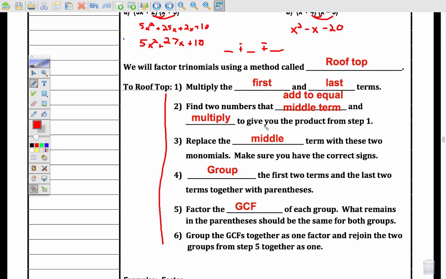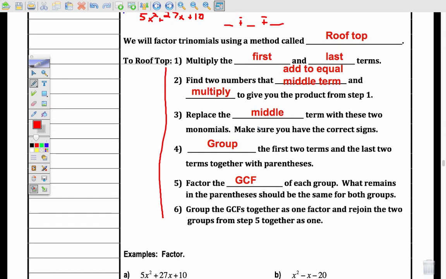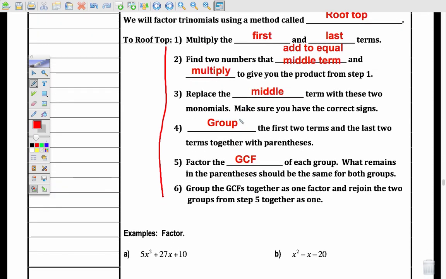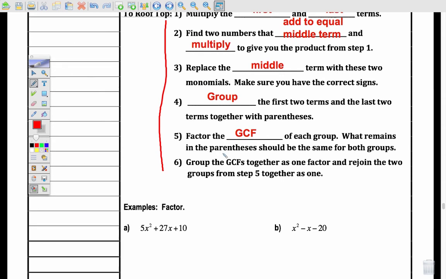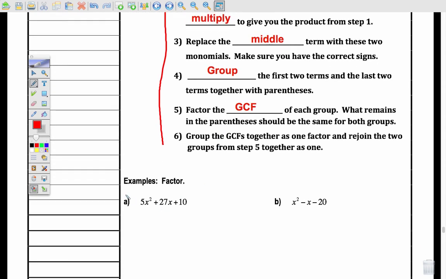I'm not even going to read these. I'm going to go right into it. The first thing we got to do, so step 1, we got to multiply the first and last terms. So we're doing A. This is the example we're working with. First and last terms. That's 5x squared and 10. If we multiply those together, we get 50x squared.